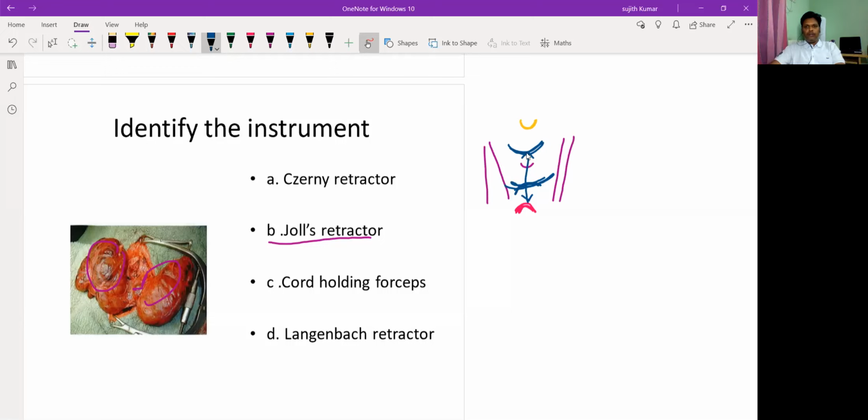You have to hold the flaps in position by this retractor. This is a self-retaining retractor. You can see in this retractor, it is like a towel holding clamp, towel holding forceps. This one will hold one side, the upper flap, and the other side will hold the lower flap. And you can see this part that you can use to widen these forceps. This retractor is called Joel's retractor.